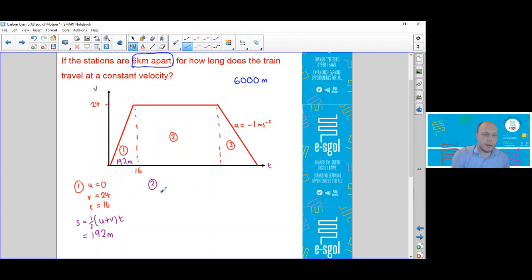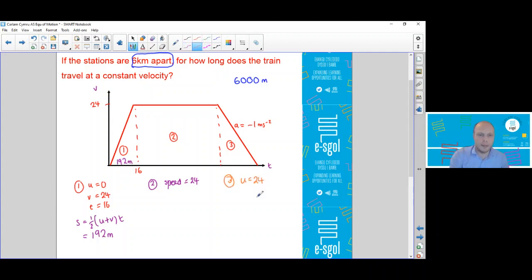Section 2. The only thing we know, and it's a constant speed or constant velocity problem there, is that the speed is 24, so we can't do anything there. Okay, so let's have a look at section 3. What do we know about section 3? Let's go into orange this time.